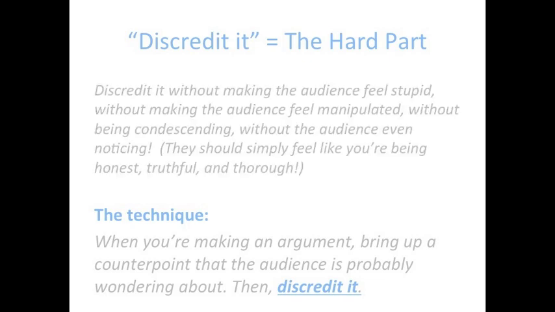It's very difficult, but you must discredit it without making the audience feel stupid, without making the audience feel like you are manipulating them, without being condescending, without the audience even noticing that you're doing it, right? They should simply feel like you're being honest with them, you're being truthful with them, you're being thorough in your consideration of the arguments, and so you know enough about the topic at hand to bring up these opposing viewpoints, to actually tell them what they're probably already thinking, and then to make them feel better about knowing that it is not actually worth worrying about, right? But very difficult to do, to discredit it without making them feel stupid, manipulated, like you're being condescending, and without them even noticing.